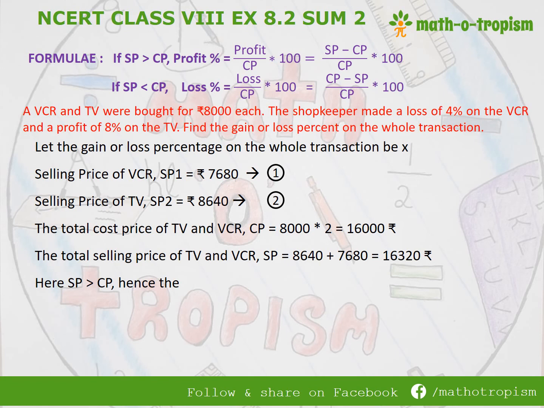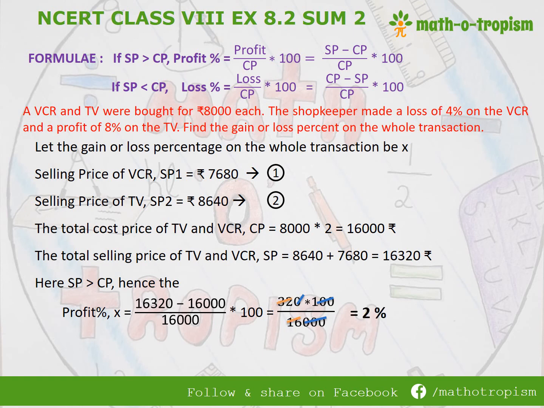So as a result, we can write that the profit percentage X is SP minus CP by CP into 100. So it comes to 320 into 100 by 16,000. We can see that we have 3 zeros in the numerator and 3 zeros in the denominator, so we can cancel it out, and then the remaining is 32 by 16. We know that 16 2s is 32, therefore the profit percentage is 2%. Therefore the shopkeeper made a profit or gain of 2%.